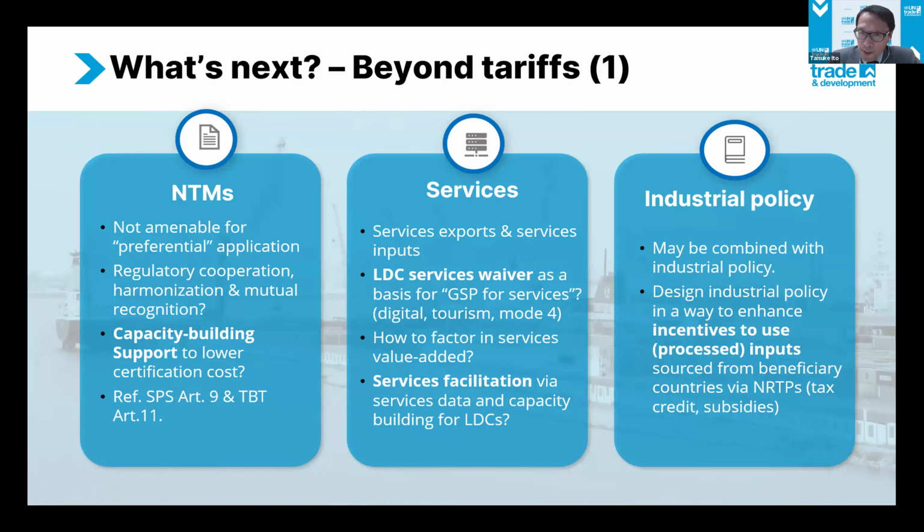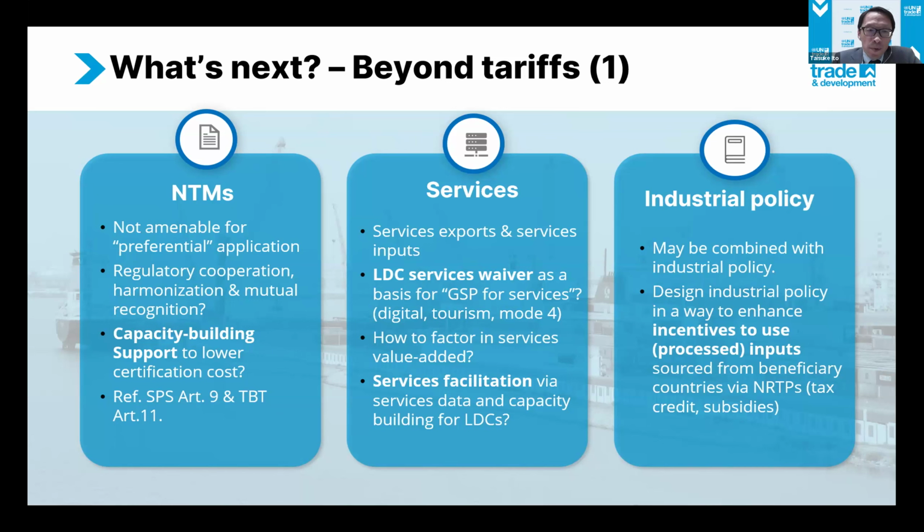The other sources of competitiveness are getting more important, and so in that sense, what else can we do in terms of donor countries? What can donor countries offer to developing countries to facilitate their trade? So one promising area is non-tariff measures, because non-tariff measures are becoming more constraining for developing country exporters. But we know, as Dirk and some other speakers mentioned, they are regulatory measures. So you cannot actually provide preferences to LDCs, for instance.